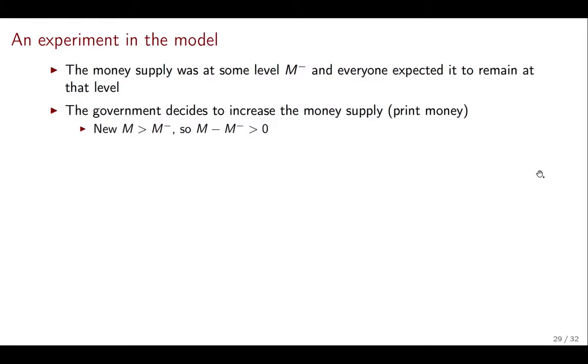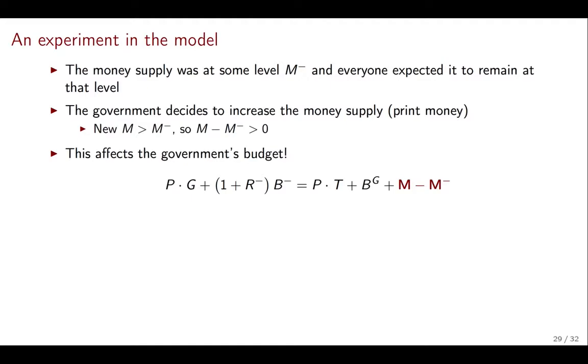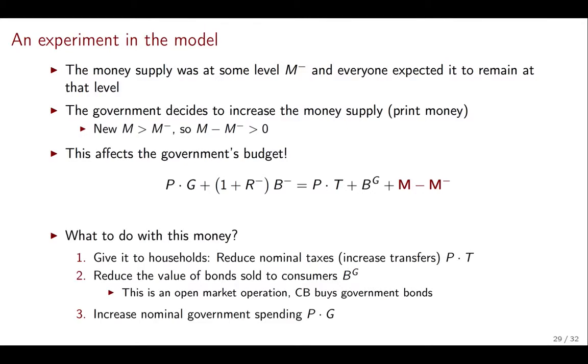And this links back to our discussion on the government's budget. Basically, we're saying that this last term here, the change in the money supply, it's going to be positive. And the same as when we were discussing the government's budget, there are three things that the government can do with these additional nominal resources. They can decide to give it to households, so they can reduce nominal taxes or equivalently increase transfers. So that's going to be taking this additional money, sending it to transfers.